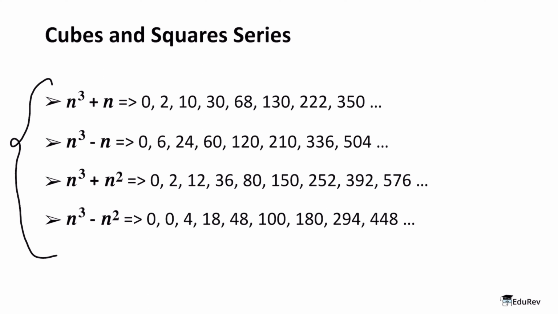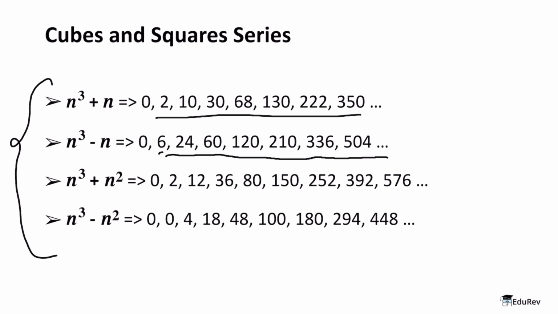So we have the n cube plus n pattern. Where 0 cube plus 0 is 0, and then 1 cube plus 1 is 2, 2 cube plus 2 which is 8 plus 2 is 10, and so on. Then another pattern we have is n cube minus n, which is again 0 first and then 0 at the second number also, which we haven't put here. The third starts with 2 cube minus 2, which is 8 minus 2, that's 6. Then it's 24, 64, 120, 210, 336, 504 and so on.